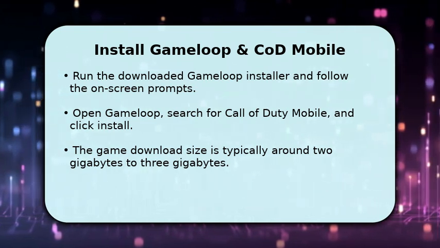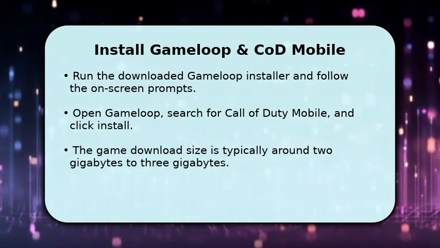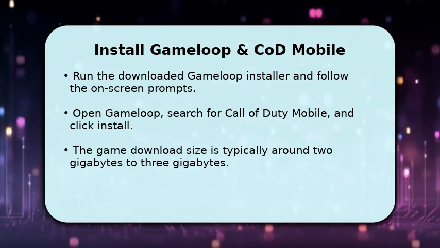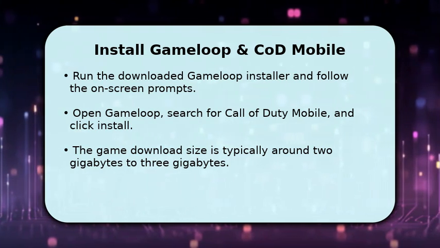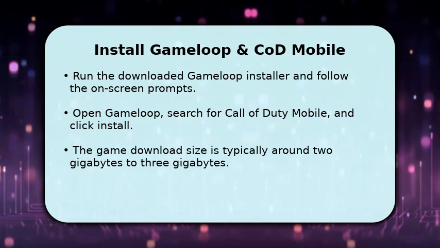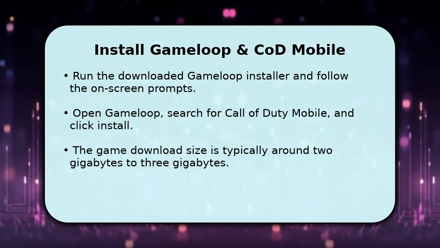Once Gameloop is installed, launch the application. Use the search bar to find Call of Duty Mobile and then click the Install button. The game download itself is substantial, often between 2 gigabytes and 3 gigabytes, so ensure a stable internet connection.